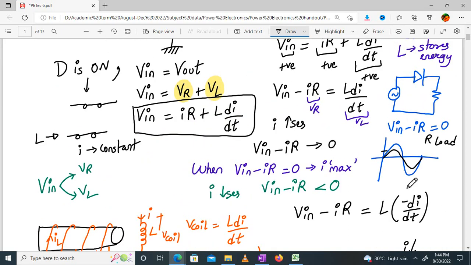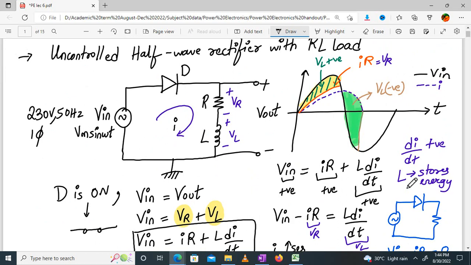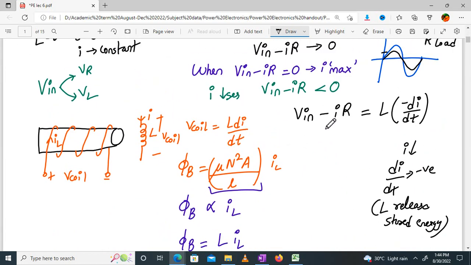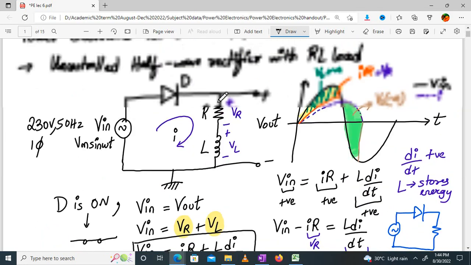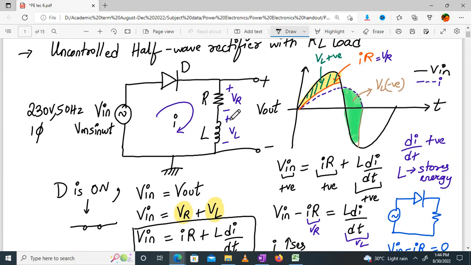Now how will it act as a stored energy releaser? See here. Now what I can do is V in, this becomes plus, I can take it this side. Now what will happen? The inductor, when it is releasing the energy, it will join hands with the V in supply. That is, V in and L di by dt will have the same supply. So I will show it over here. Initially the polarity across the inductor is like this. But after it is releasing the energy, the polarity across the inductor changes this way.